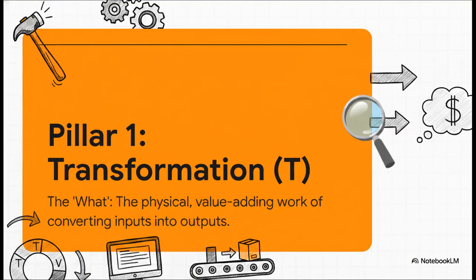So the TFV model doesn't just toss out the transformation view, not at all. It recognizes it's a necessary component. This is the what of production. It's the physical, hands-on work of converting materials into products, the hammering, the coding, the assembling. These are the value-adding activities. But, and this is a big but, it's only one piece of a much, much larger puzzle.